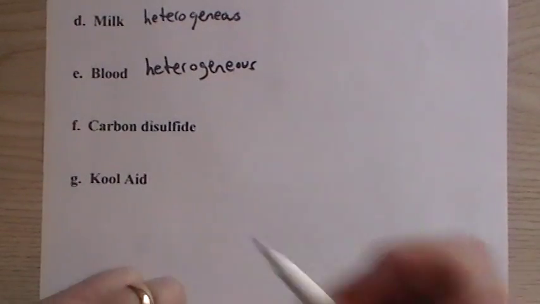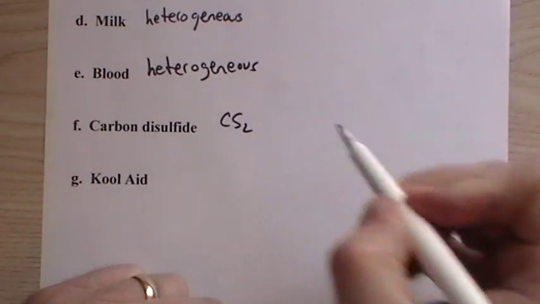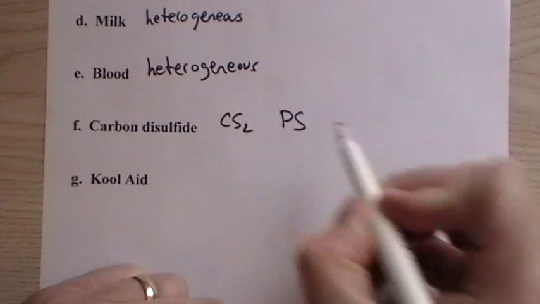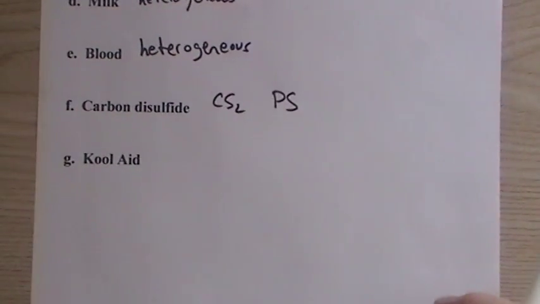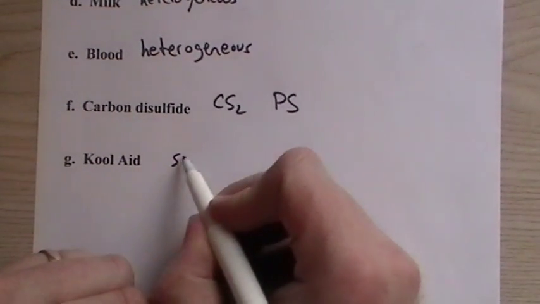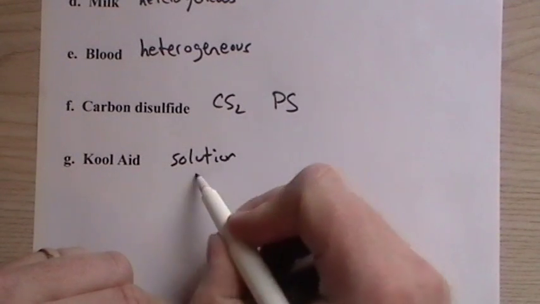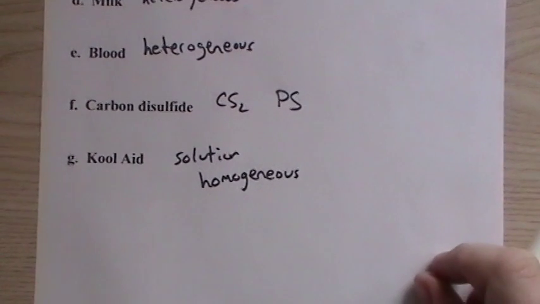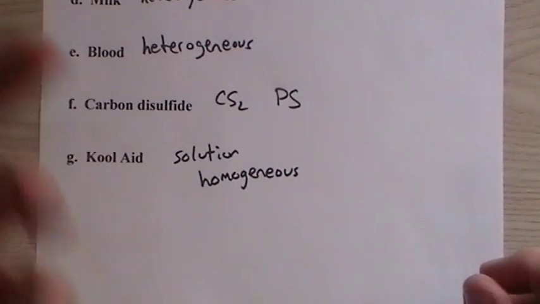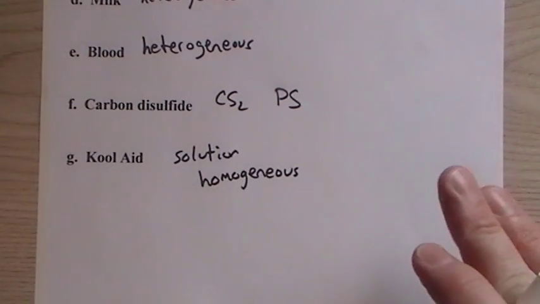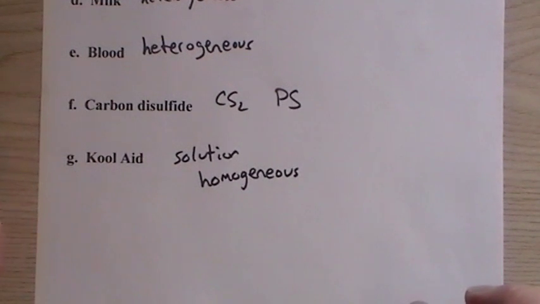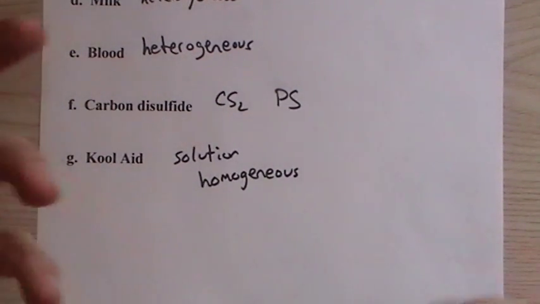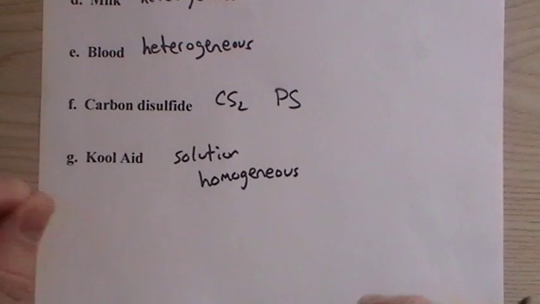Carbon disulfide, that's a compound, CS2, so that would be a pure substance. And then Kool-Aid. Well, you can see through Kool-Aid, so that should be a solution, and that would be a homogeneous mixture. The sugar and the dyes have been dissolved completely down to the molecular level, and there aren't any clusters or clumps floating around in the solution.